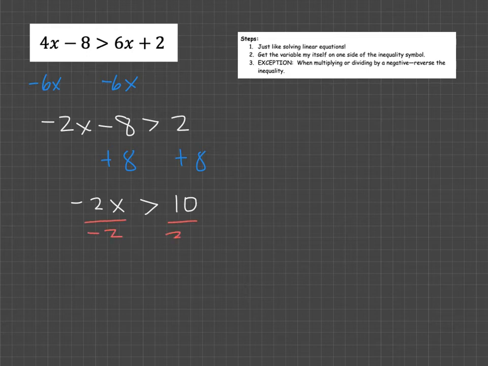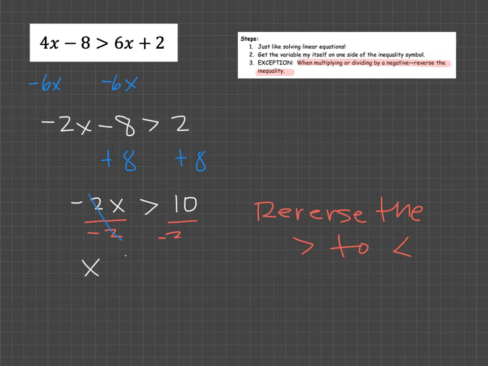Now we want to undo that multiplication by -2, so we divide by -2. Now here's where our exception comes in. We are going to reverse the inequality because we're dividing by a negative. So we're going to reverse the greater than, we're just going to flip it around, and it's going to become a less than. So those negative 2's cancel here. So we have x, flip that around, we get a less than. 10 divided by negative 2 is negative 5.